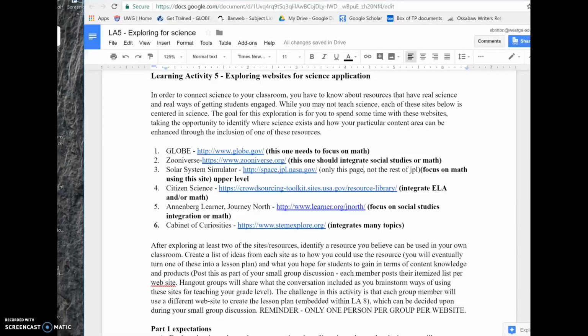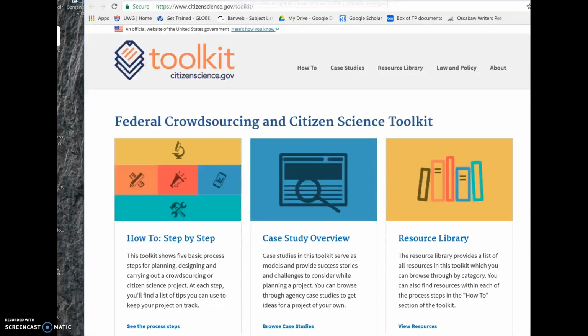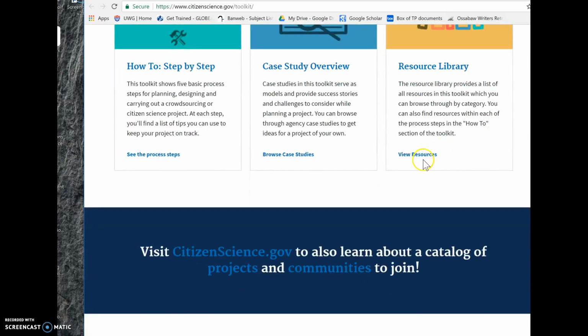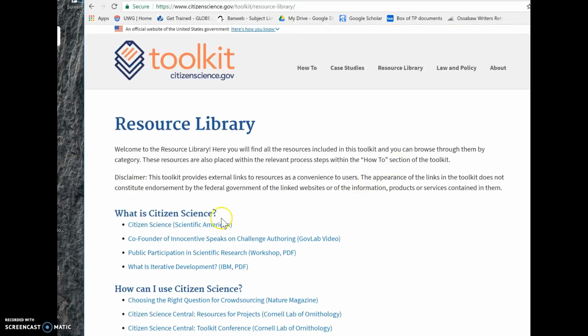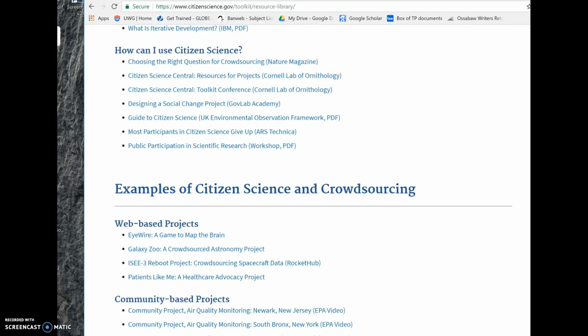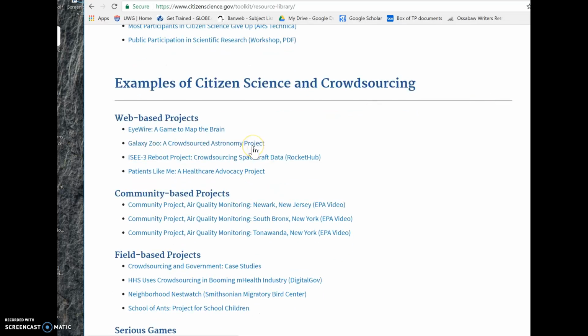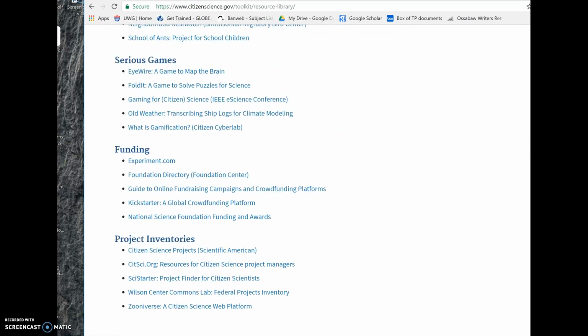So the next one we're going to look at is the Federal Crowdsourcing site, which is citizen science again. And my suggestion, go to the resource library. And it goes through and talks to you about, mentions citizen science a lot. So examples of projects, Galaxy Zoo, that's actually funded through Zooniverse, I believe. And there's case studies, lots of different things that your students can look at depending on what they're interested in.